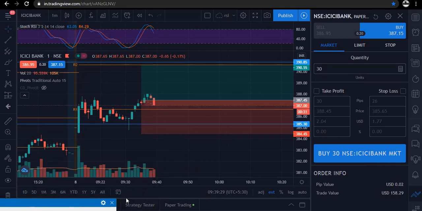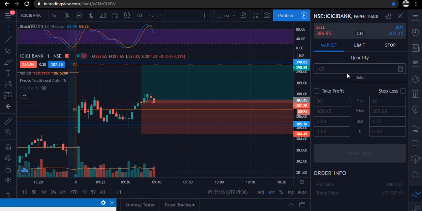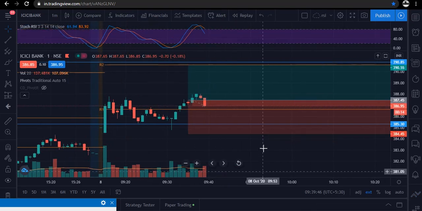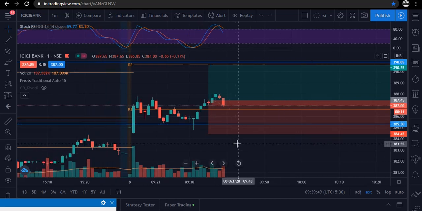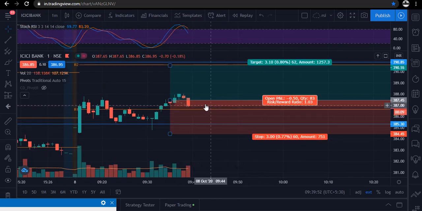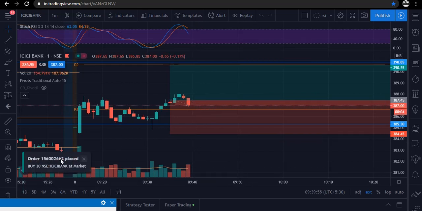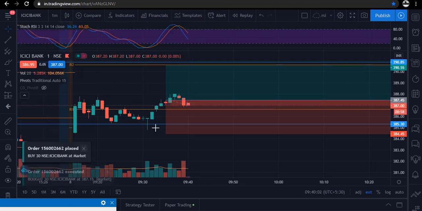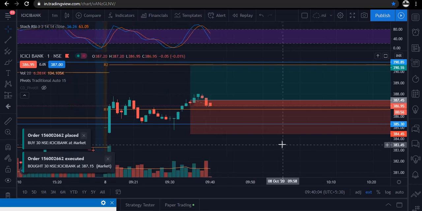So traders, as you can see here, the price is coming downward, so I am placing the order with market price of 30 quantities. Okay, so we have sent our order, now waiting for it to get placed. It is taking some time, but no problem traders, it has got executed at somewhat this price here. Okay, it has now been placed. You can see the notification here. Okay, it has also executed.